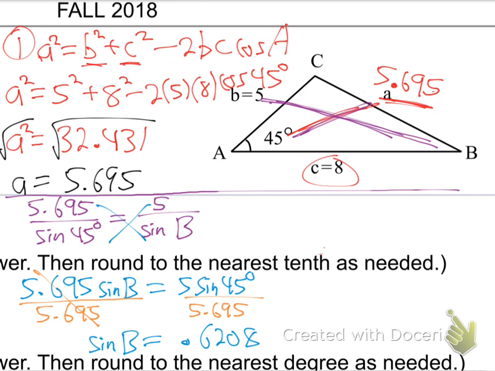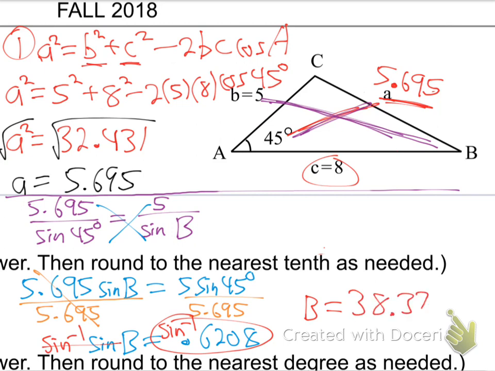And now we need to find angle B. How do we find angle B? What's the last step? Sine inverse, right? So just leave that on your screen and just use the answer button. Sine inverse on both sides, like that. These cancel. And B will equal sine inverse of your answer. Yeah, 38.376 degrees.